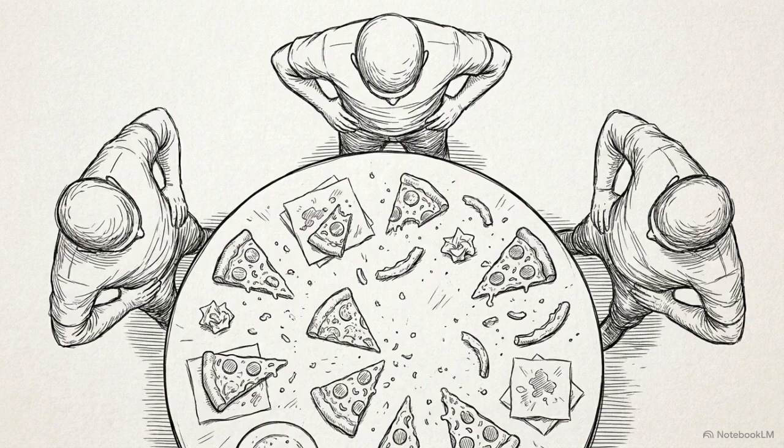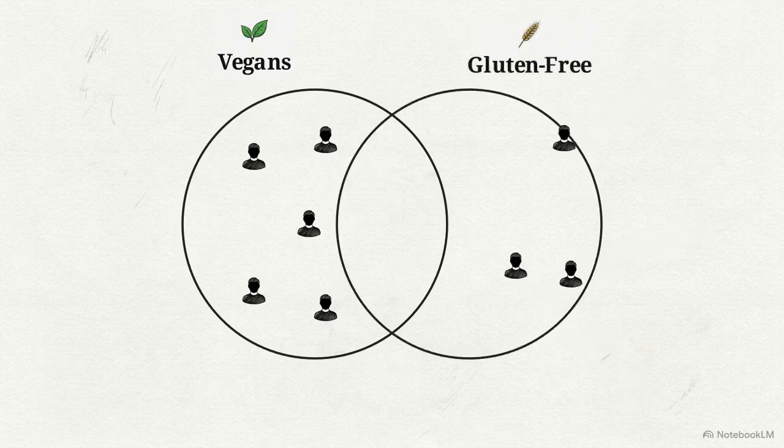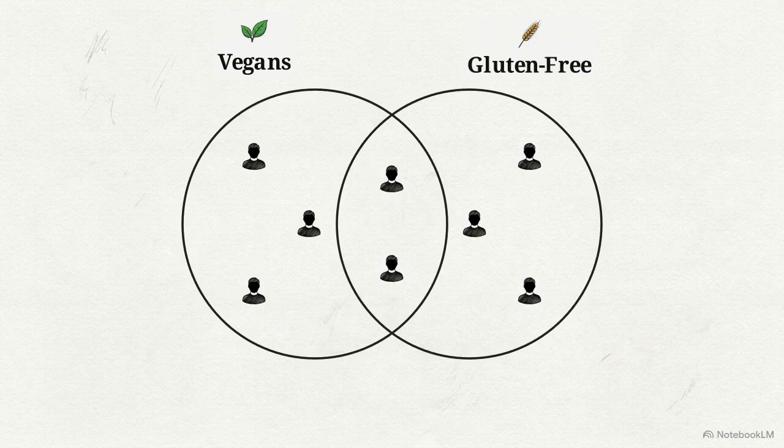set theory. A set is a collection of things that share a specific rule. We'll start by creating our first set for the vegans in the group. Now we create a second set for the friends who require gluten-free options. When someone has both restrictions, they sit in the middle, where the two circles overlap. This is the intersection, a specific subgroup that must satisfy both rules at once.